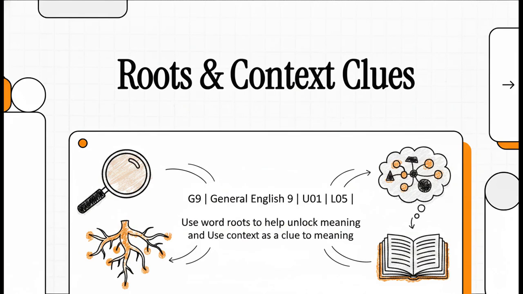All right, welcome grade 9 students to this explainer. Today, we're diving into General English 9, Unit 1, Lesson 5, which is all about using word roots and context clues to unlock meaning. Look, if you've ever found yourself staring at a huge, unfamiliar academic word and just felt completely stuck, well, today is for you. We're going to unlock some truly powerful tools to fix that.